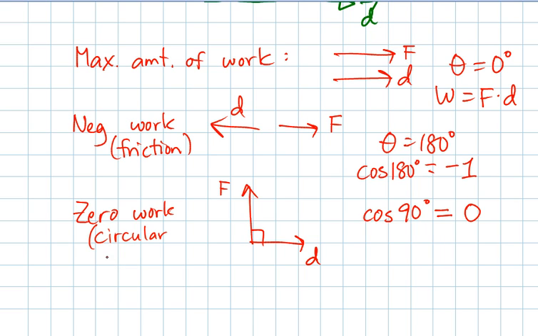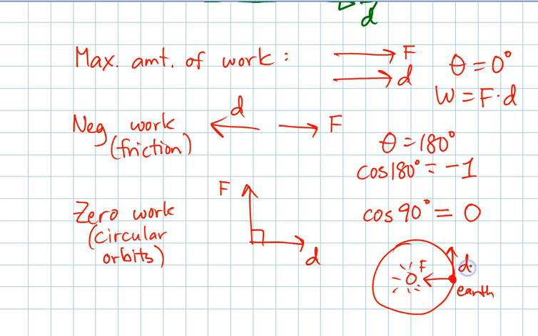So with the Earth going around the Sun, it's not quite a circle, but it's pretty close, and at any point the force of gravity is going to be pulling inwards. So this is the Earth right here, and maybe there's the Sun. And at any time the displacement of the Earth for a really short time is going to be exactly 90 degrees.